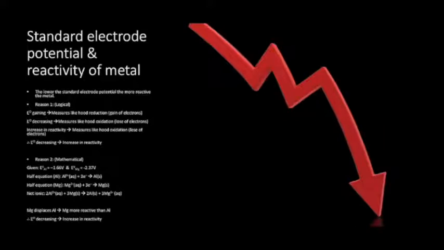The second reason is the mathematical proof of such a trend. Here are some half equations below from the standard electrode potential table. We know that aluminium has a standard voltage of negative 1.66 volts, and magnesium has a standard voltage of negative 2.37 volts. From these half equations, you can derive the net ionic equation, which is here below. From observations, the magnesium becomes an ion and displaces the aluminium. Therefore, magnesium is more reactive than aluminium, and the same trend still exists: the lower the standard electrode potential, the more reactive the metal.